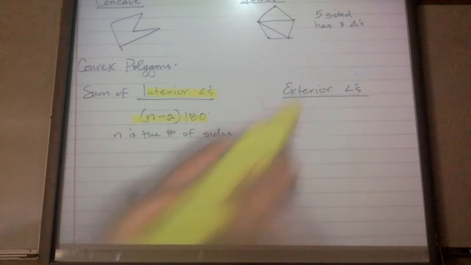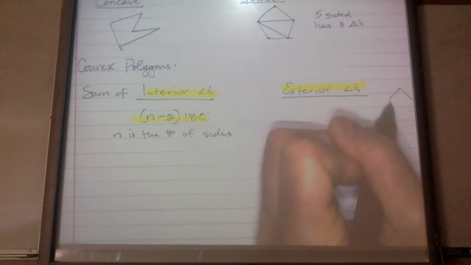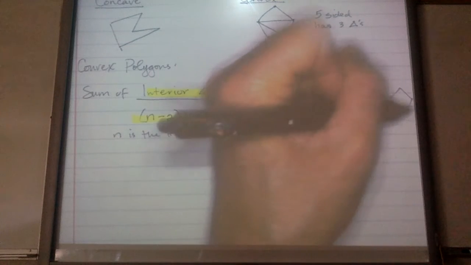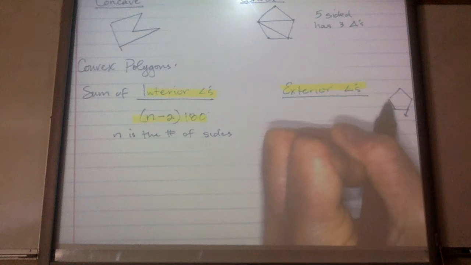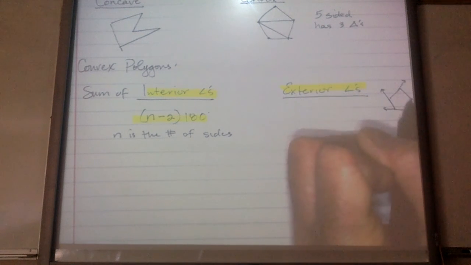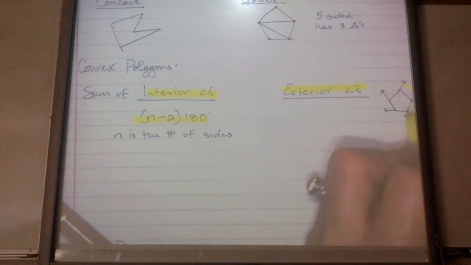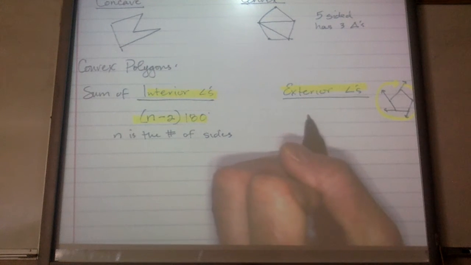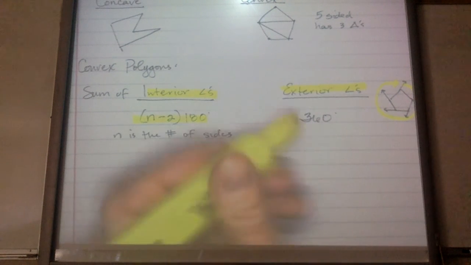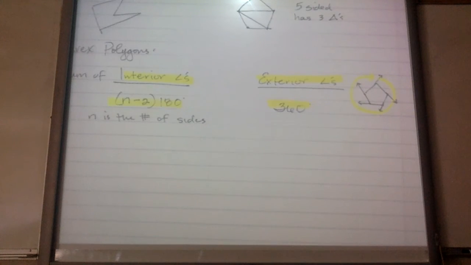Now exterior. If I had the same polygon and I'm looking at the sum of exterior angles, that would be if each of these sides was extended. Again, this should be review. The exterior of any polygon is a full circle. So the sum of every exterior should just be 360 degrees. There's no formula for that. The sum of exterior angles is 360, no matter how many sides it has.